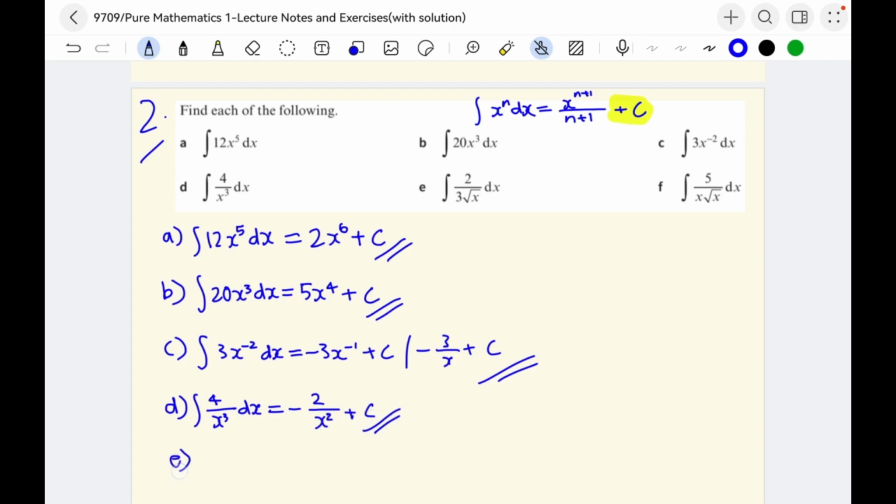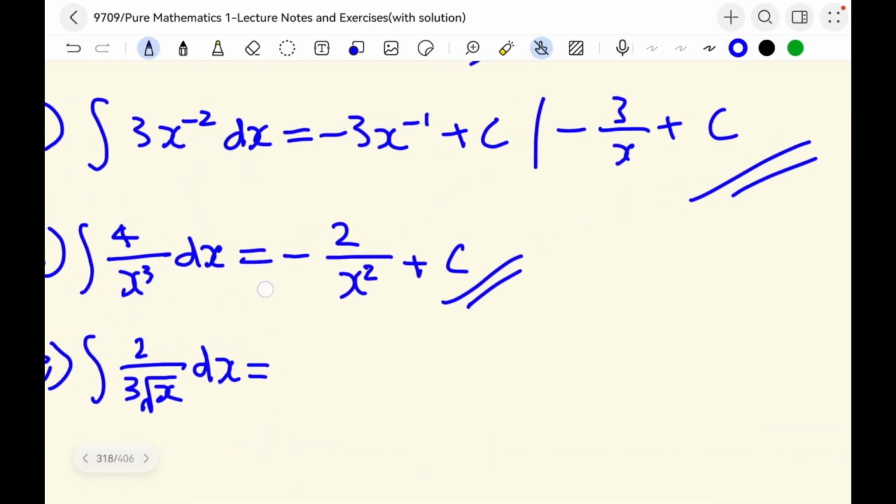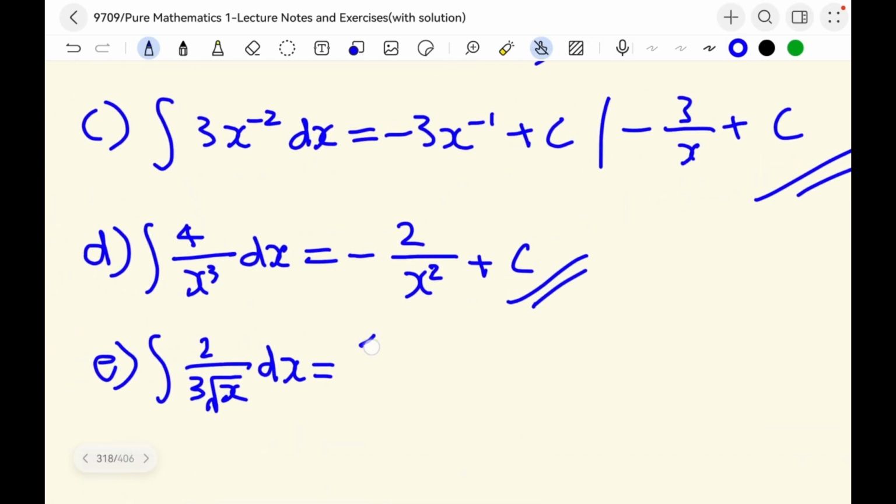E. The integral of 2 over 3 square root of x dx. What will it be? It's 4 over 3, x cubed. Sorry, it's x square root of x plus c. Here will be the answer.